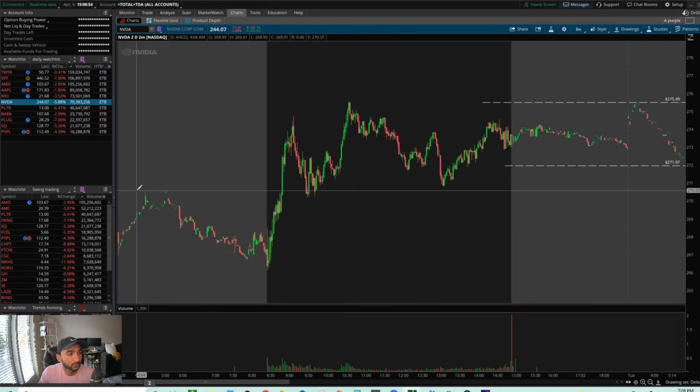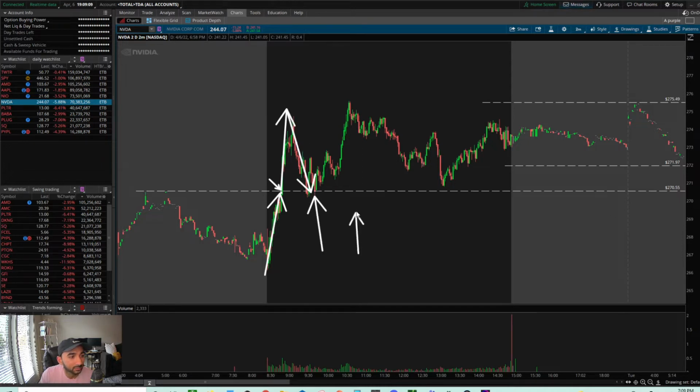Notice here, this is the high. Notice exactly what happened here. The stock comes up, finds some resistance for a minute, and then as soon as it breaks, boom, it goes up. Now let's say you miss it. What happened here? The stock comes back down to the exact same area, the pre-market level.